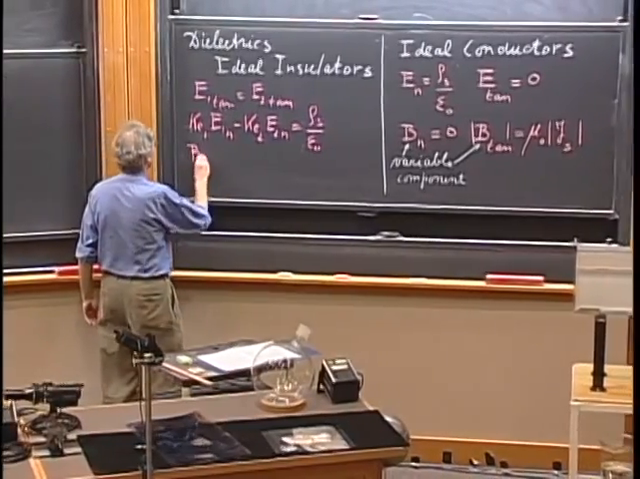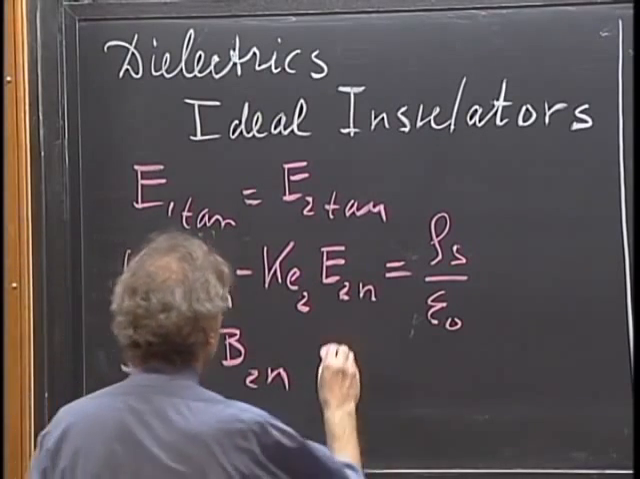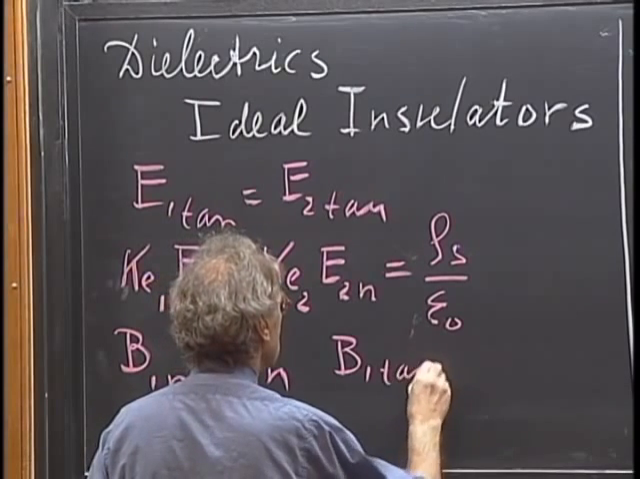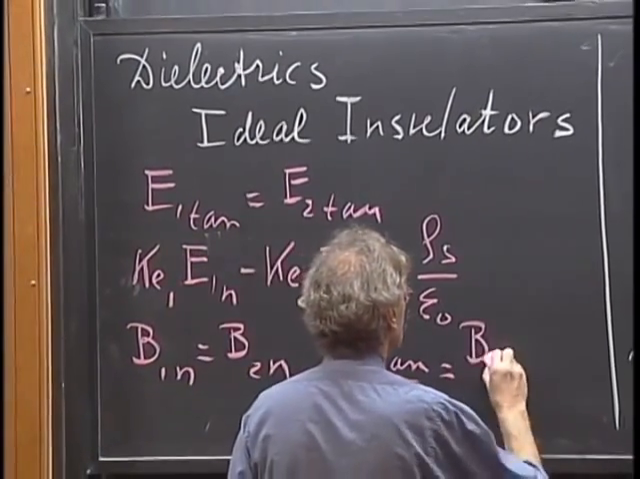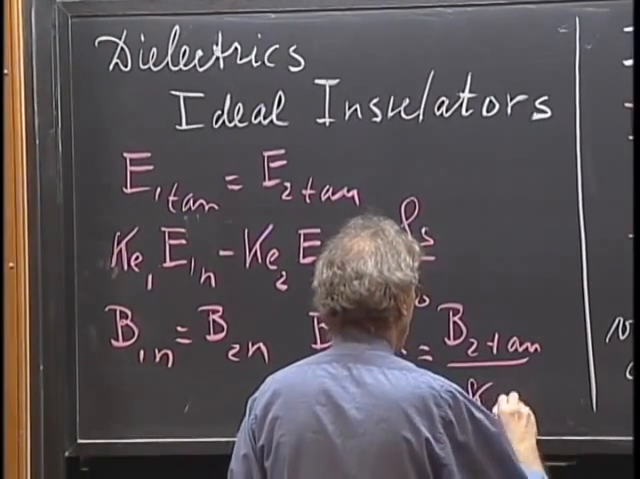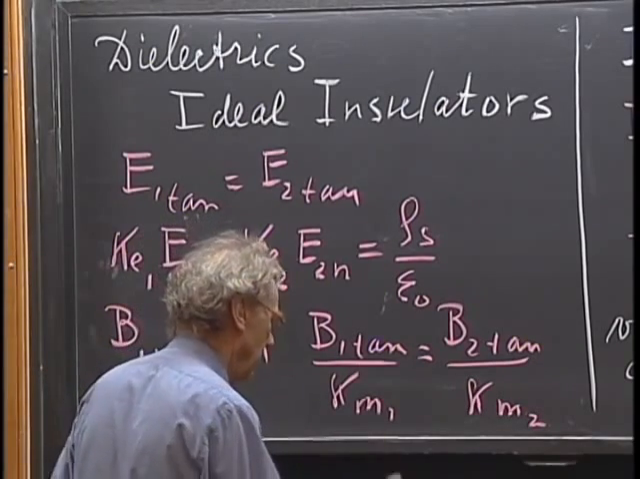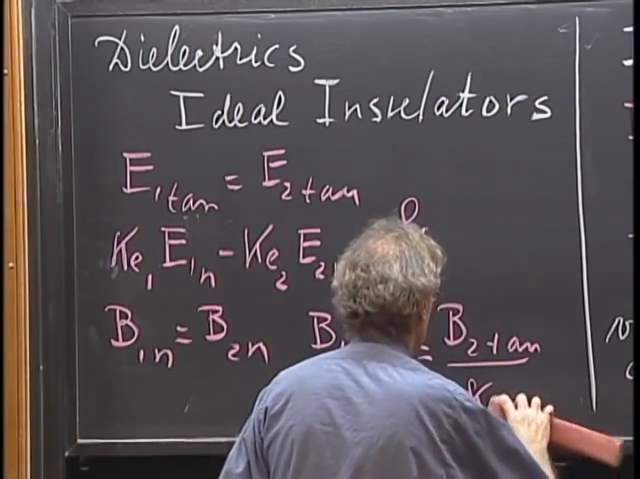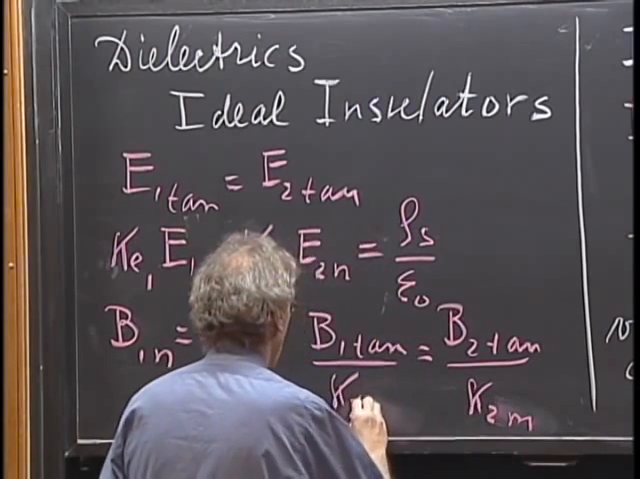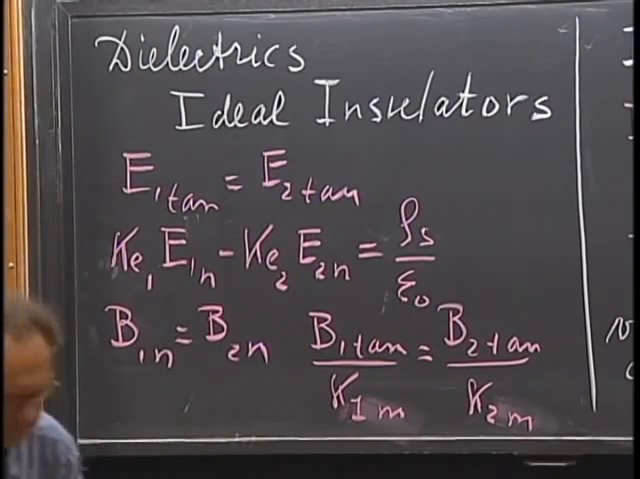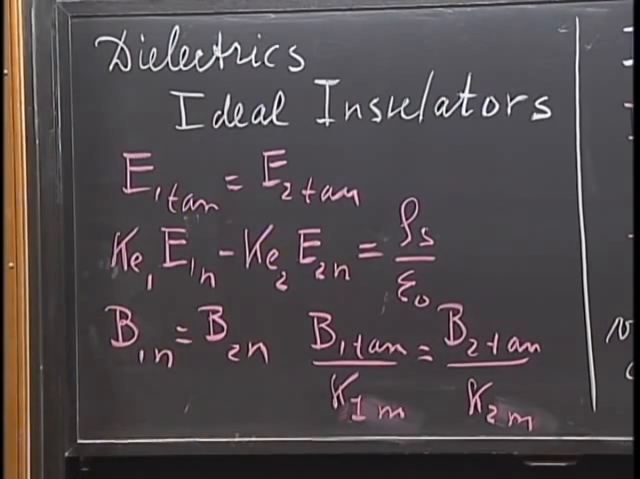And then we have B1n equals B2n. And then we have the last one, and that is that B1 tangential divided by kappa M1 is the same as B2 tangential divided by kappa M2. Let me use a more consistent notation: this is the 2, and this is the m, and this is the 1, and this is the m. That's the notation I have there, too. So now you have the complete set of boundary conditions, and I have only done 1 out of 3.